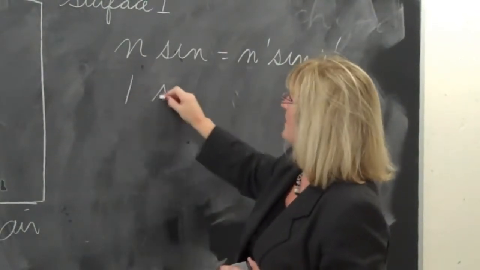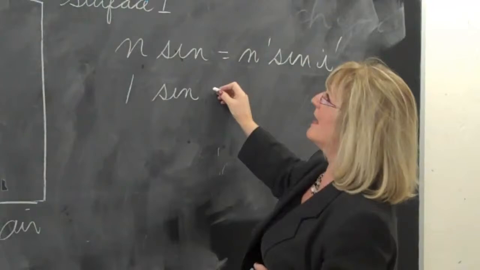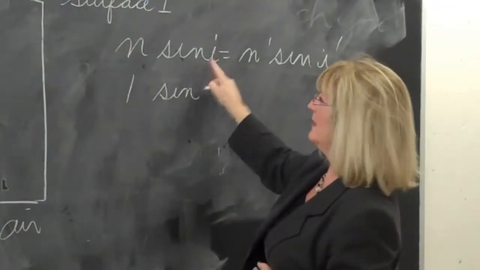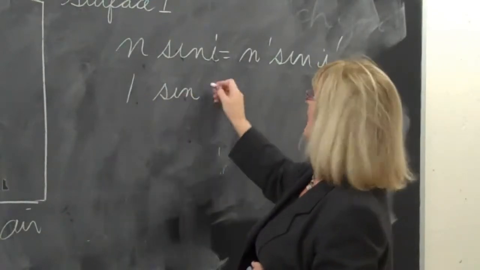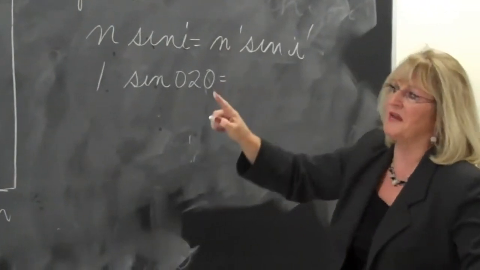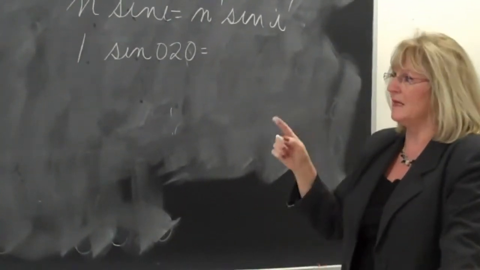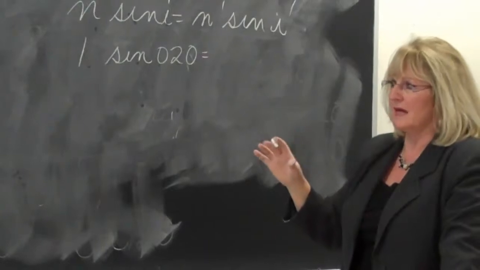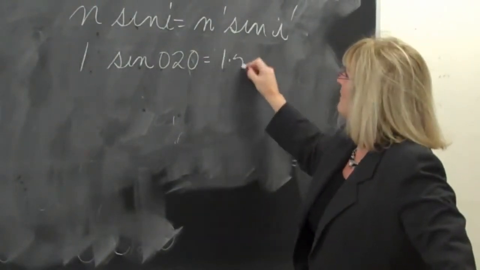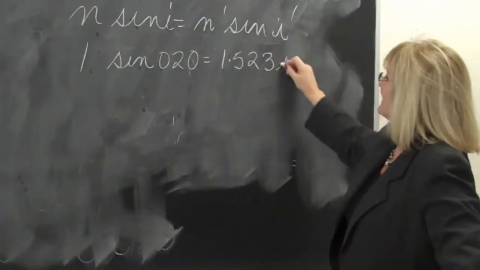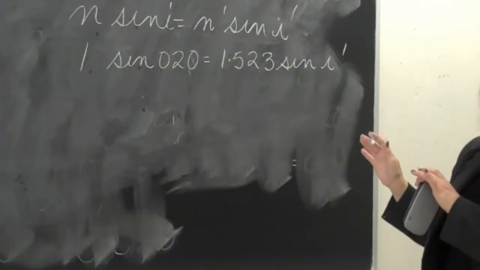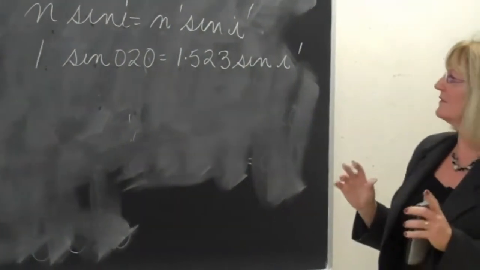First, N stands for the refractive index that the light ray is originating in, which in this case is air. Sine, the trig function, and whoops, I forgot my I in there. Okay, so N sine I, 1 sine of 20 degrees, is equal to N primed, which stands for the refractive index of the media inside the parallel-sided block, which in this case is crown glass, which is equal to 1.523 sine I primed.